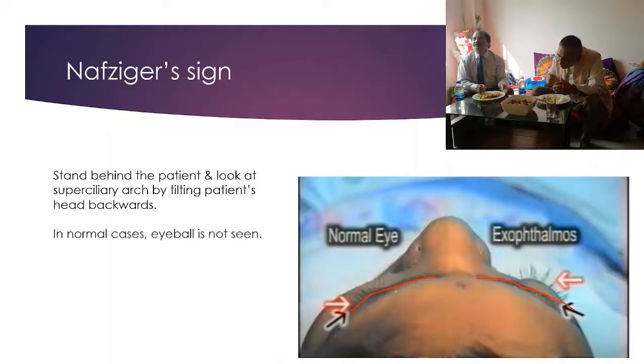After that, in a normal case, you cannot see any eyeball, but in case of the right eye, you can see that the right eyeball is protruding, or that the patient is having exophthalmos. So this is the Nafziger test.